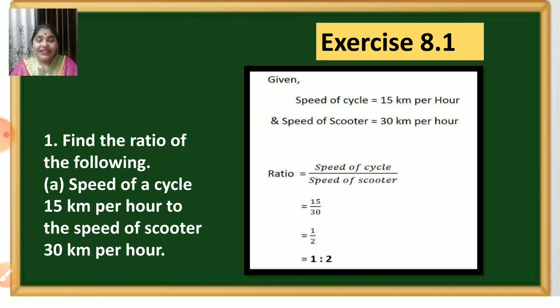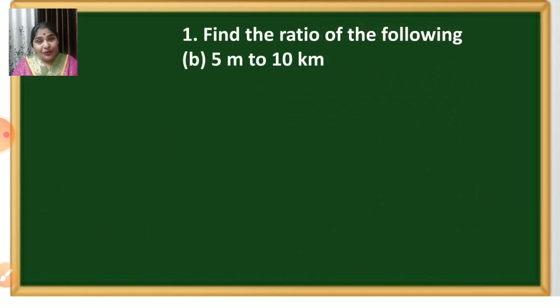I hope this is clear. These are all basic things we have already learned in the previous class children, okay? So this is like a revision for you. And the final ratio, always try to write in the simplest form, okay? So this you will copy, children, in your classwork. That is exercise 8.1, question number 1. Let us move to question number 1, B bit.